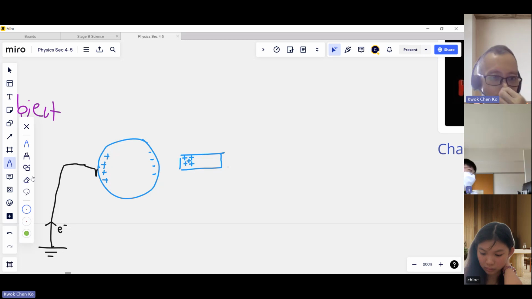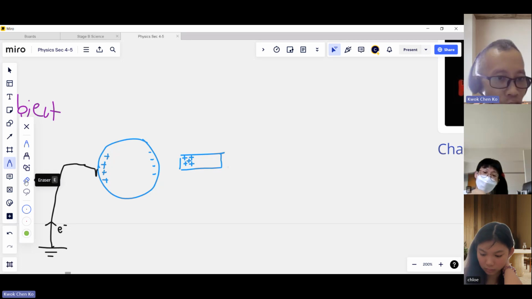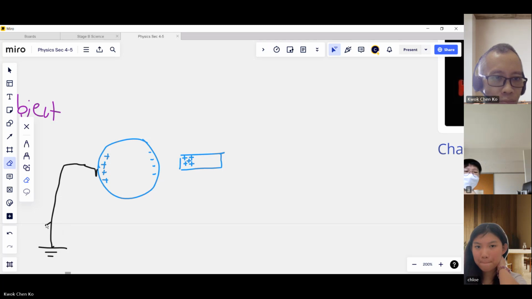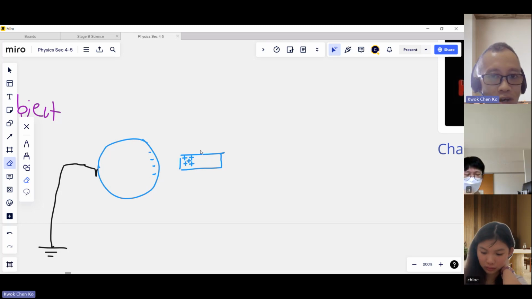Okay, so don't be careless. Yep, Chloe, of course, take note as well. So basically, subsequently, the current will stop once this whole side has been neutralized. But don't forget, this side is still negative. Why? Because my charged object is still there.